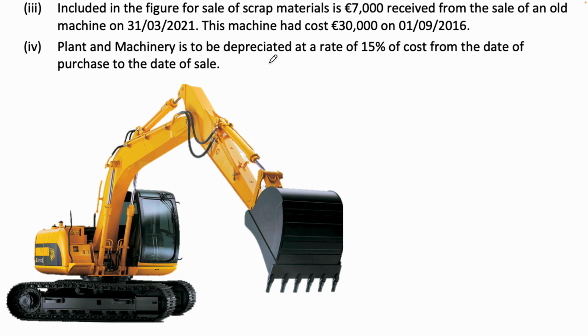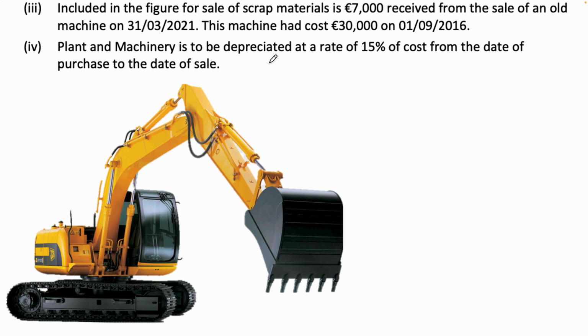Note 3 and 4 then, we're going to do these two together because they're both about the plant and machinery. So very similar to the delivery vans adjustment, okay? So note 3, included in the figure for sale of scrap materials is €7,000 received from the sale of an old machine on the 31st of the 3rd, 2021. This machine had cost €30,000 on the 1st of the 9th, 2016. Number 4, plant and machinery is to be depreciated at a rate of 15% of cost from the date of purchase to the date of sale.